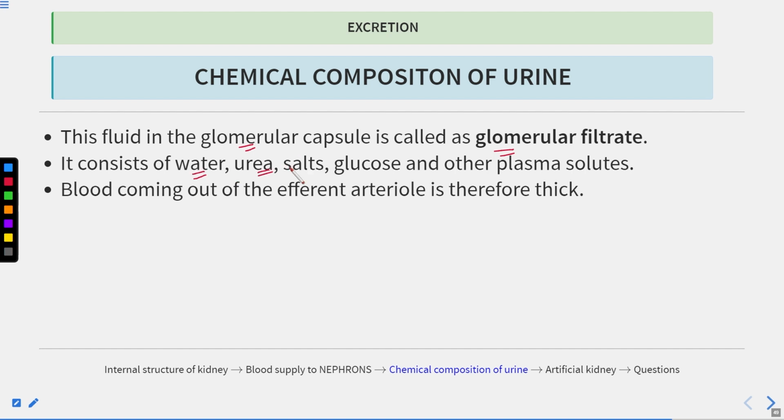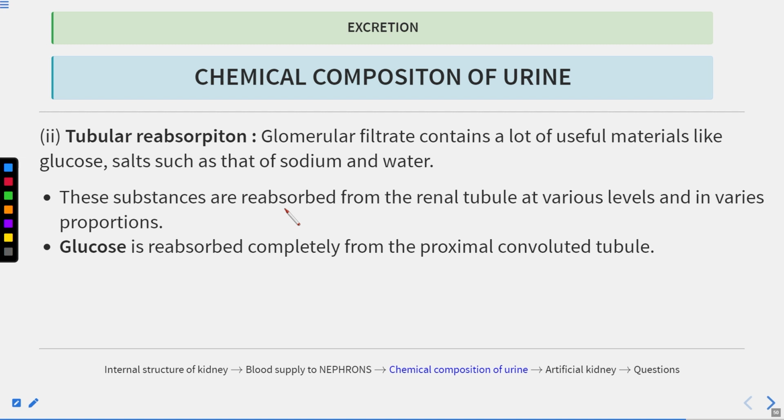It consists of water, urea, salt, glucose and other plasma solutes. Now blood coming out of the efferent arteriole is therefore thick. So blood in the efferent arteriole will be quite thick because of this. Now next is the tubular reabsorption. There is reabsorption of water as well as nutrients, minerals, and some salts. The glomerular filtrate contains a lot of useful material like glucose and salts such as those of sodium, and water is also reabsorbed. So this is known as the tubular reabsorption.